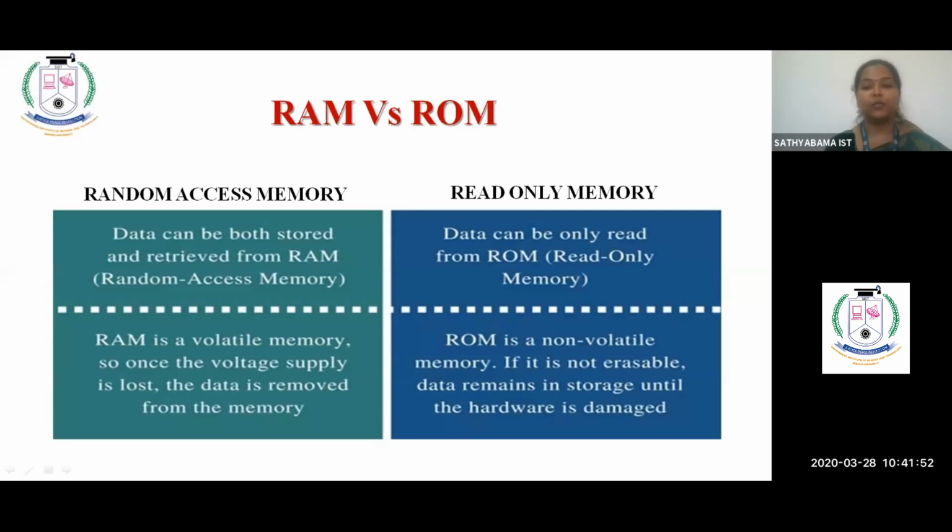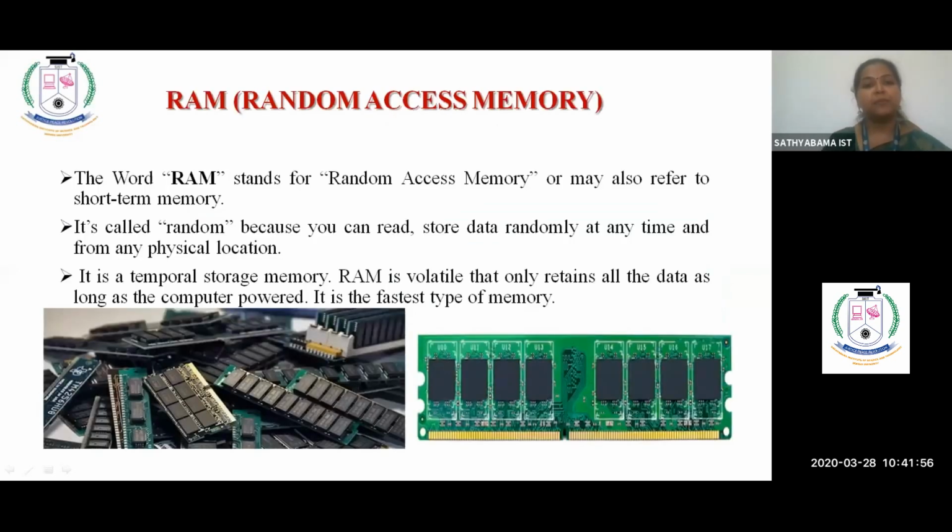So now let's get into the different types of RAM. So this is about the random access memory. I have shared the details in the previous slide. RAM stands for random access memory, and it also refers to short-term memory. So what do you mean by short-term memory? It is nothing but a temporary memory. The data is not stored for a long period of time. Hence, it is called a short-term memory.